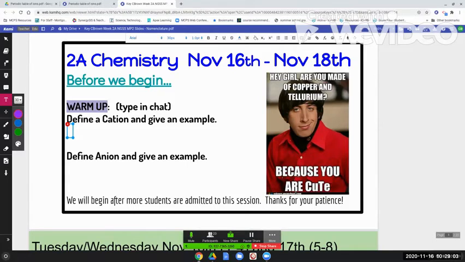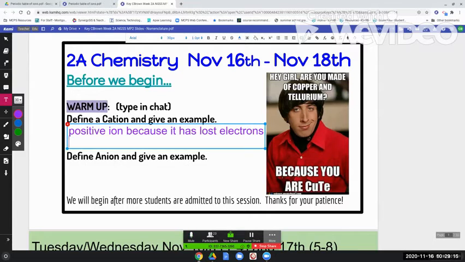So a cation is a positive ion because it has lost electrons. An example is calcium 2 plus. If you ever want to make something an exponent in Kami, you just superscript right there.